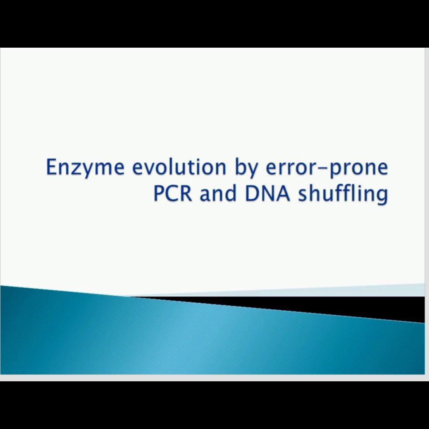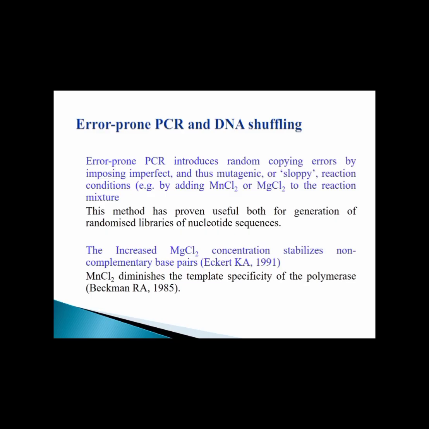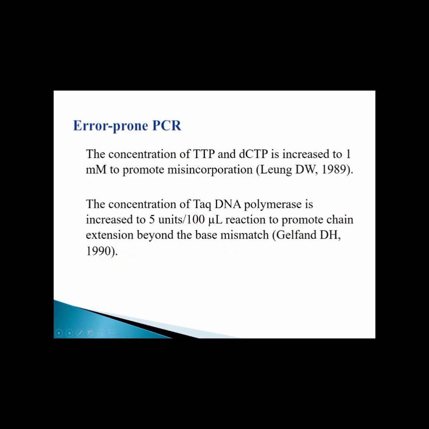In error-prone PCR, we can use high magnesium chloride concentration, addition of manganese chloride, imbalanced dNTP concentration, or we can use low fidelity DNA polymerase. We can increase magnesium chloride concentration up to 7 millimolar, and we can additionally add manganese chloride, use imbalanced dNTPs, and use low fidelity DNA polymerases so that the mutation rate can be high.